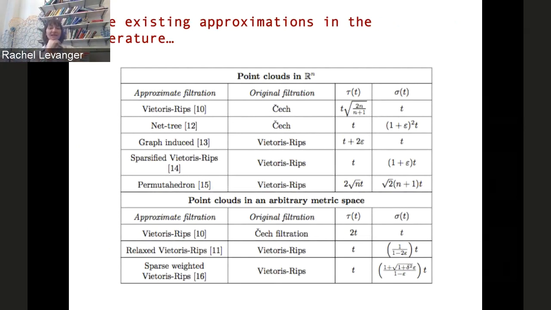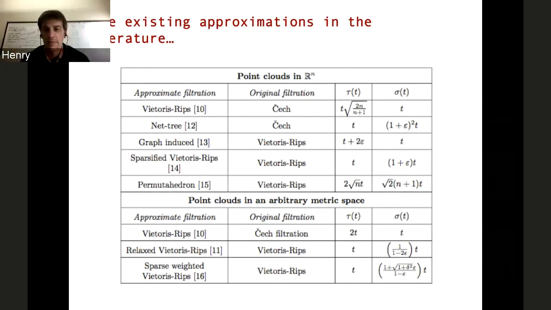So Liz, go ahead. No, that's it. Go ahead. Liz Munch from Michigan State typed in a question. I'm reading it. Can you speak to the coefficient of T difference between the Vietoris-Rips strips and Čech complexes in Euclidean versus arbitrary metric spaces? Okay, and then she follows up. She says, "Where does the 2 come from? I would have expected this to have something to do with curvature or something like that."